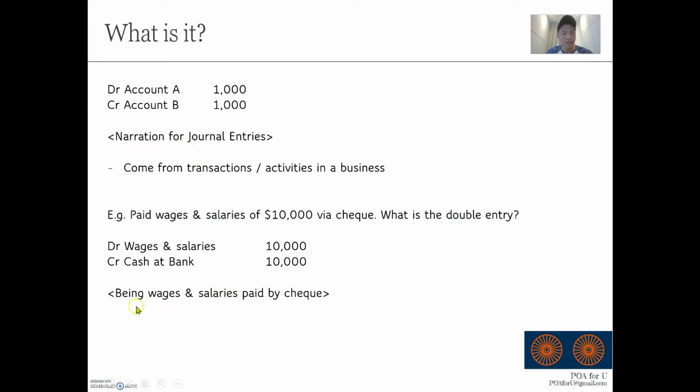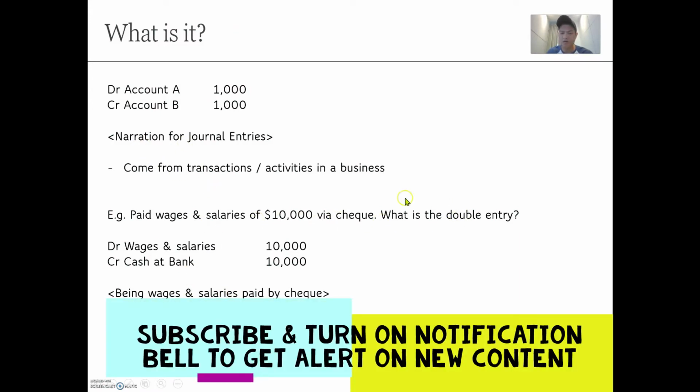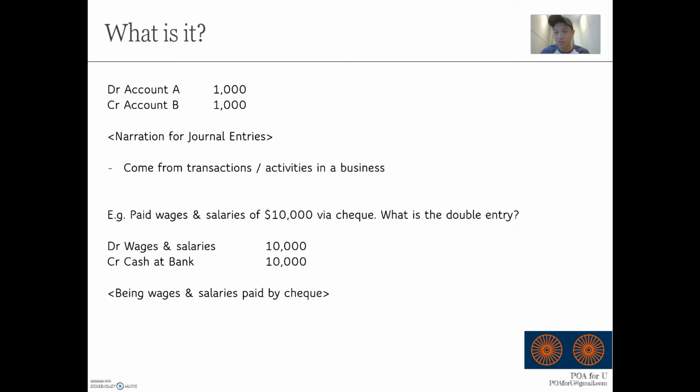The narration would simply be words picked out from the transaction. It's not rocket science, just copy and paste keywords. So it's really what is happening: you paid wages and salaries, and how? By check. That's the simple narration of it. What's happening and how. Now, if you are confused, then you would need this table. You would need to memorize this table before you can even approach journal entries effectively. There are a few tables that I'll show you now.